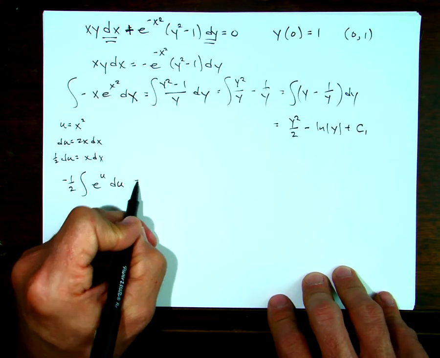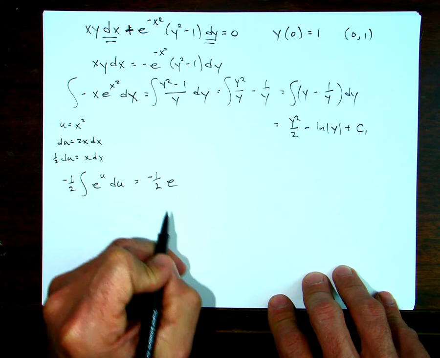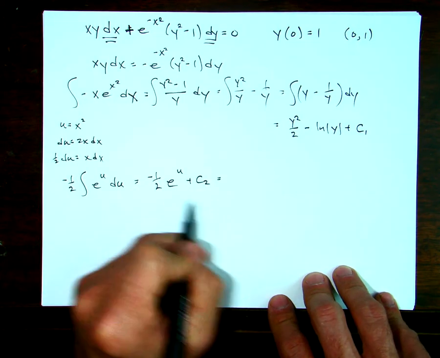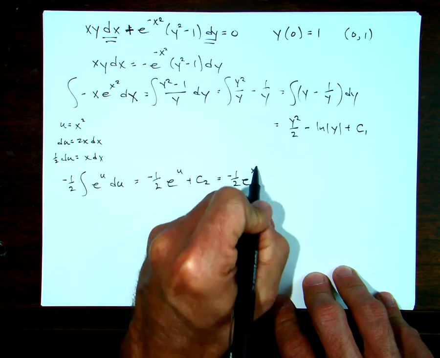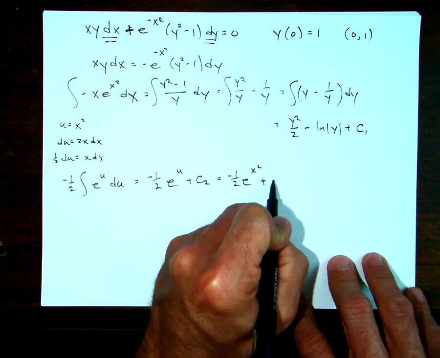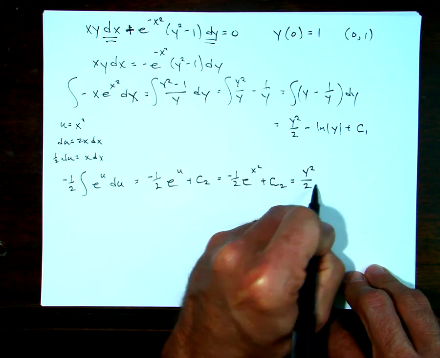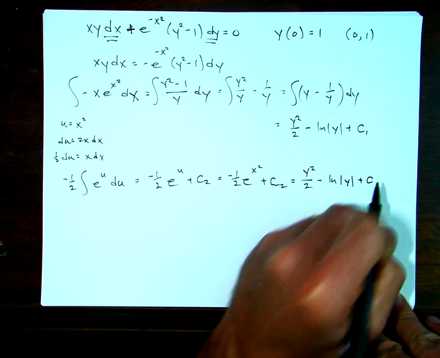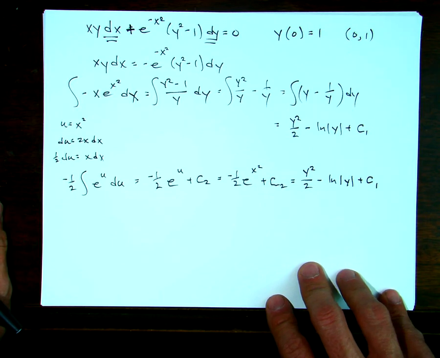Here, I'm going to end up with negative 1/2 e to the u, we'll call that c2, which is, we said u is x squared, so negative 1/2 e to the x squared plus c2 equals y squared over 2 minus natural log of absolute value of y plus c1.